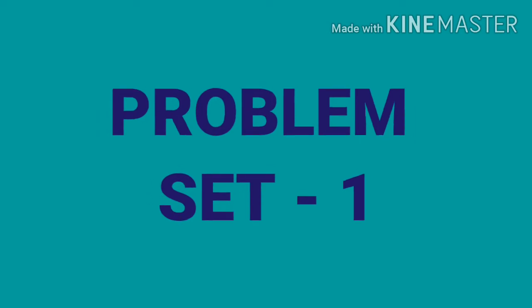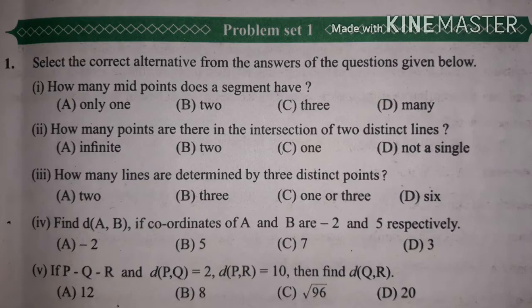Let us solve problem set number 1. Question number 1. Select correct alternatives. Number 1. How many midpoints does a segment have? Answer is only one midpoint. Second, how many points are there in the intersection of two distinct lines? There is only one point. Option C is the correct option.